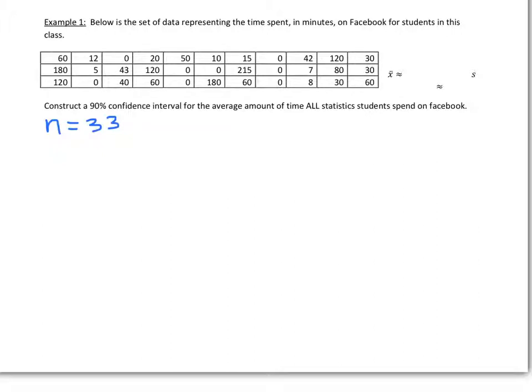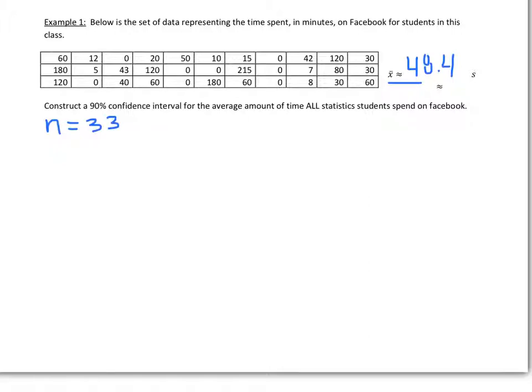So the very first thing I need is to figure out, on average, how long does this class spend on Facebook? That's why I have this X bar over here. You will put this into a list in the calculator, because you don't want to do that standard deviation by hand. I already did that, and I have the X bar to be 48.4. So that's my best guess so far.